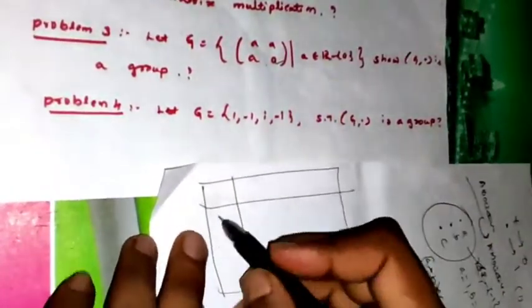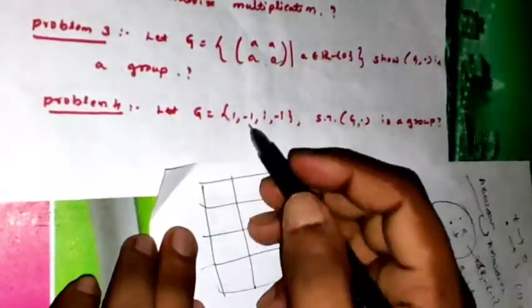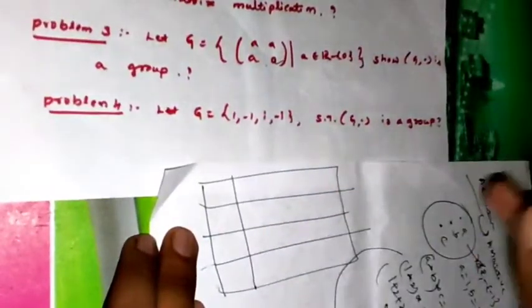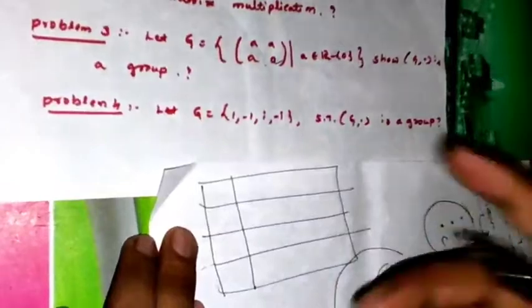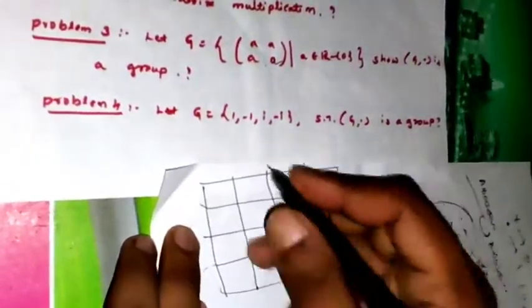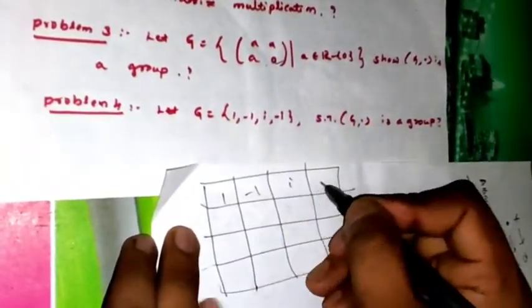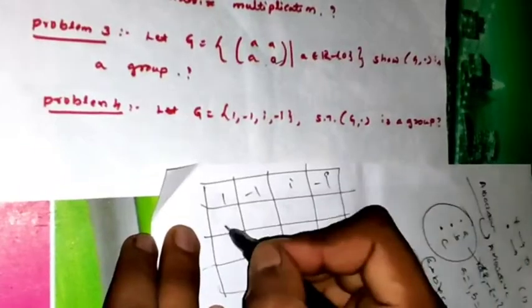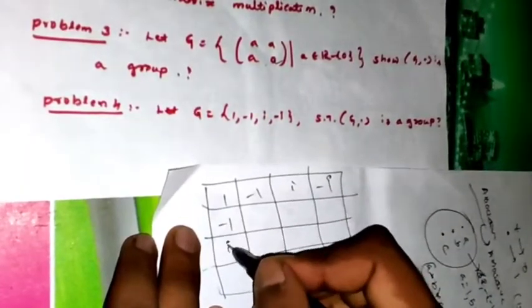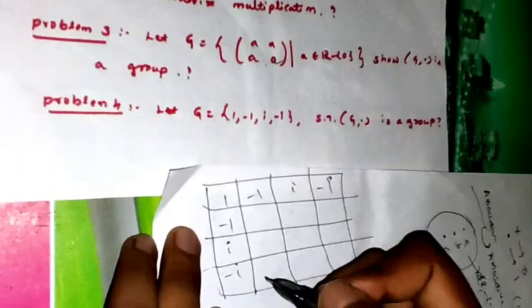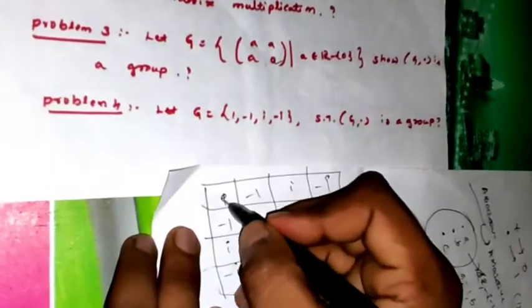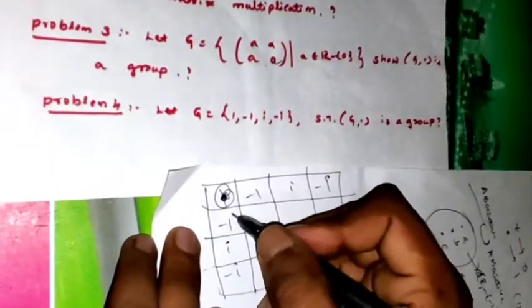Okay, if any finite group is given, at that time we draw a closure chart. The elements are 1, minus 1, identity, minus I. Okay, 1, minus 1, I, minus I. Sorry, the star is there. Okay, sorry, we draw it here.